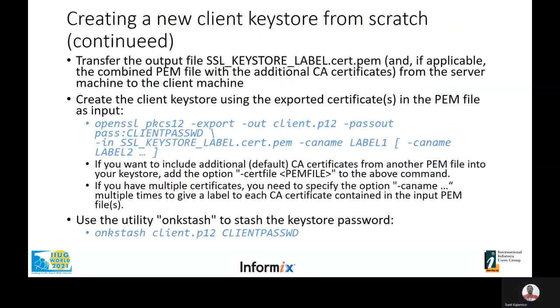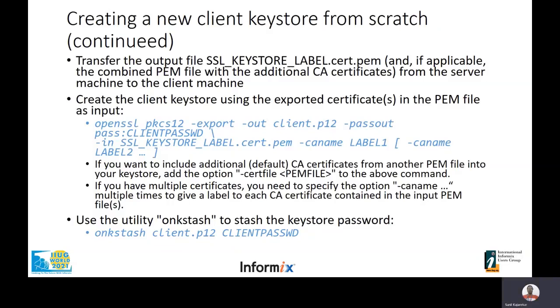Next, I'll transfer the output file, the SSL_keystore_label.cert.pem, from my server machine to the client machine. That file may contain a single self-signed certificate from the server, or it may contain multiple CA certificates. Then I create the client key store using the exported certificates in the PEM file as input.